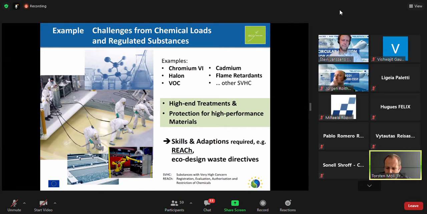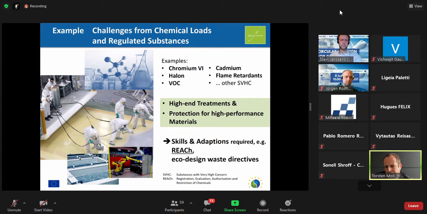illustrating the chemical loads. There are lots of regulated substances. So for instance, we have the chrome-6 aspect. We have halon as the fire extinguisher, but there will not be any additional halon anymore. So we need to find substitutions, and we need to evaluate that. There are the VOCs, we have cadmium, we have flame retardants, and we have other substances of very high concern here.